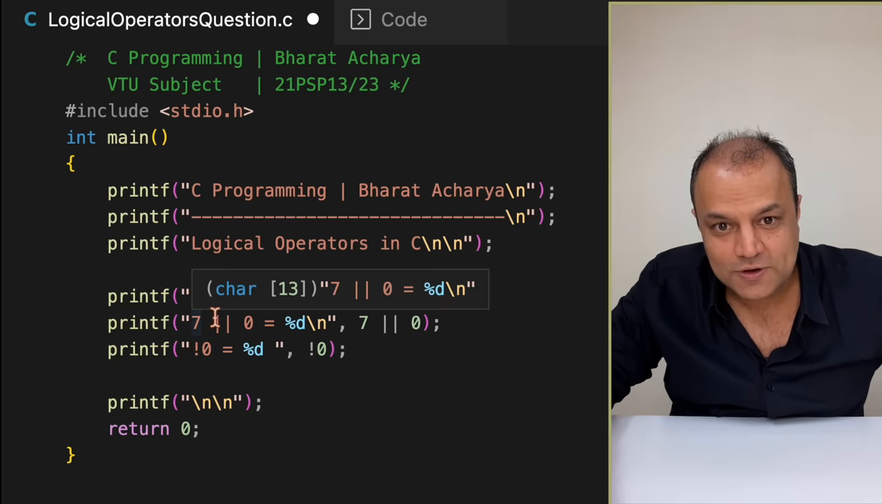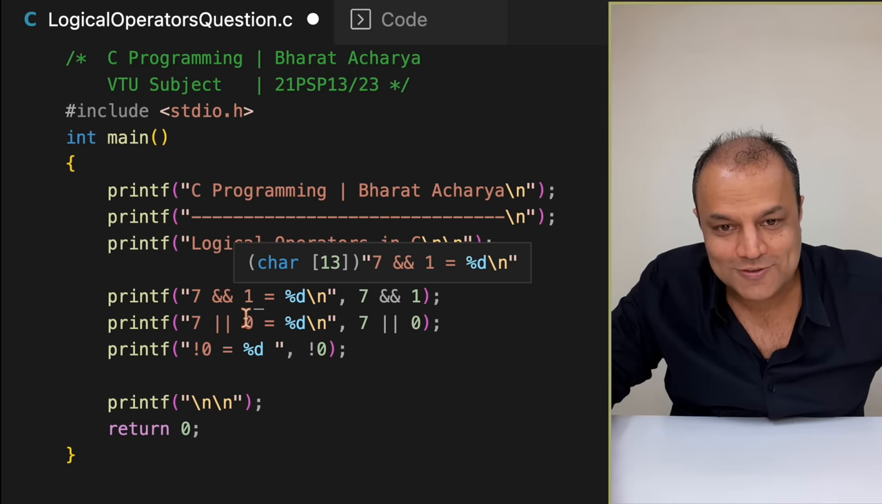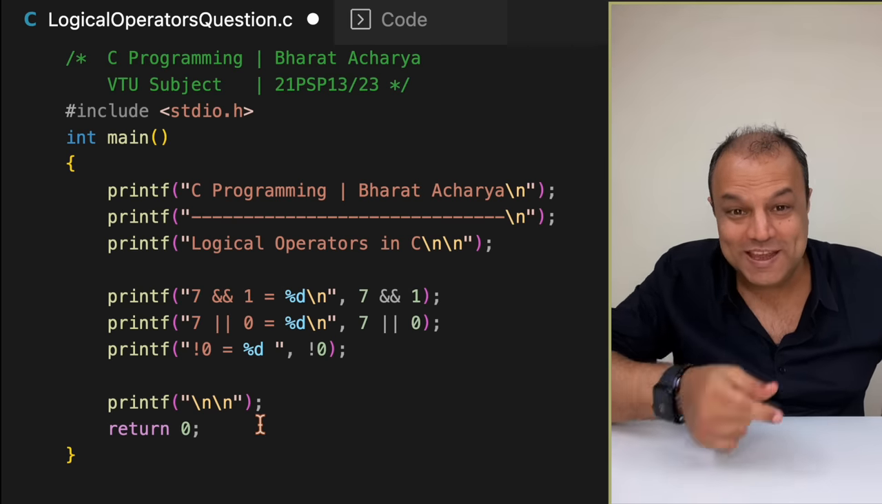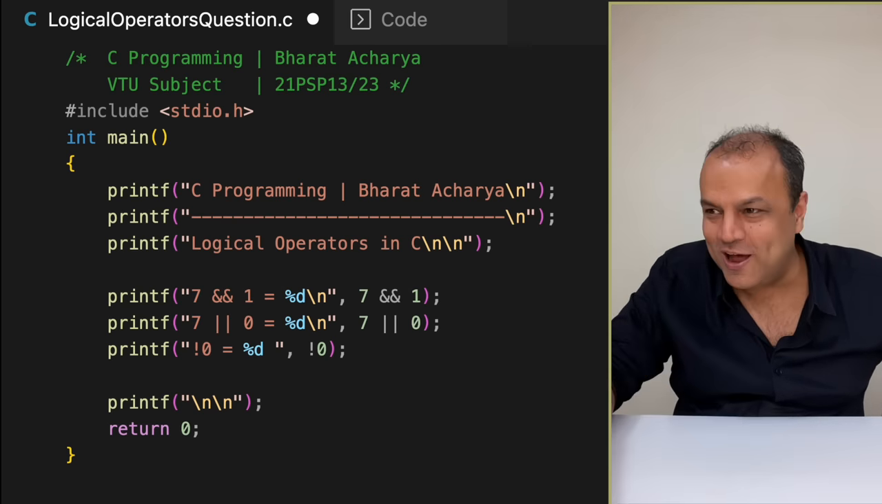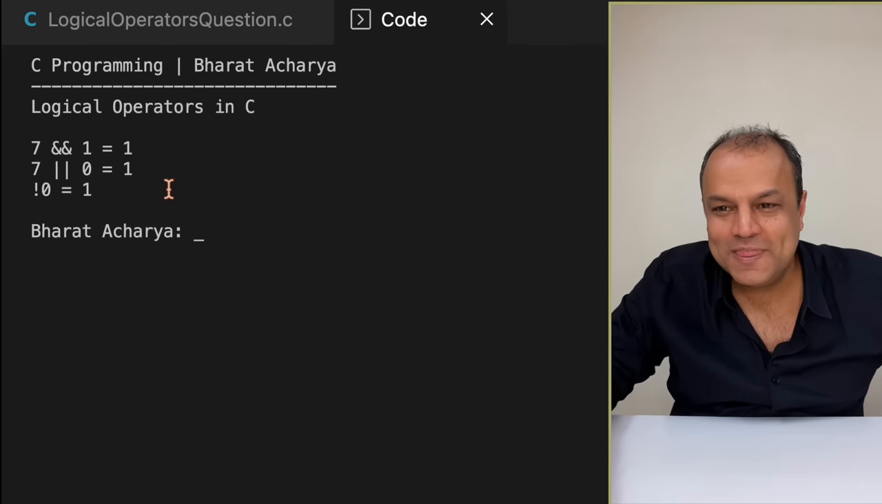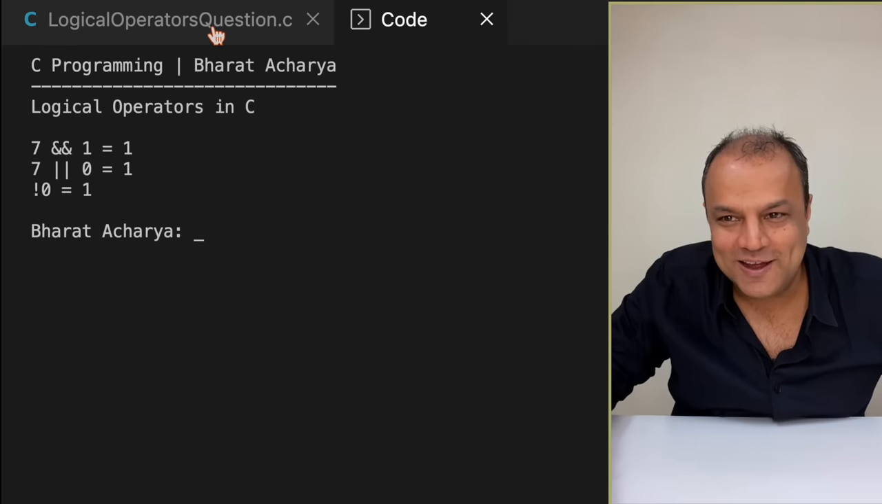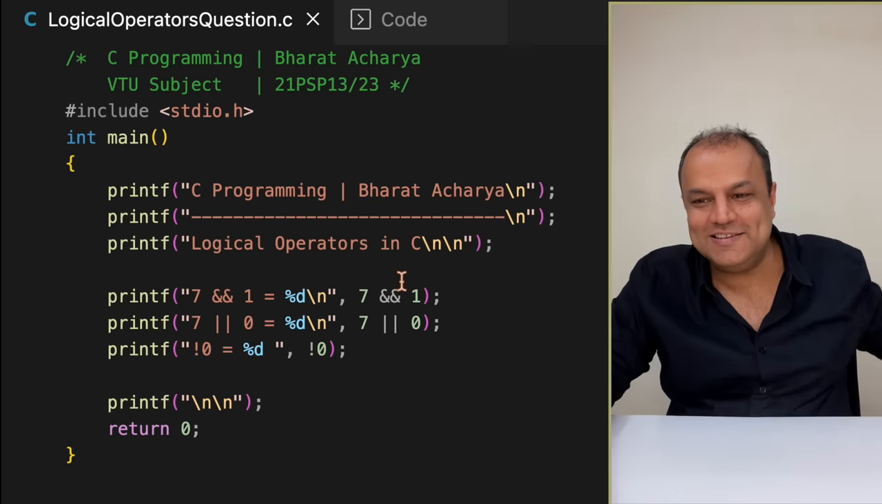This is a non-zero input. In an AND gate, both of them are non-zero. That means the answer should be, it's an AND gate, answer should be 1. Let's run this. The first input output has now become 1. Did you understand? Now let's change this 7 to 0.